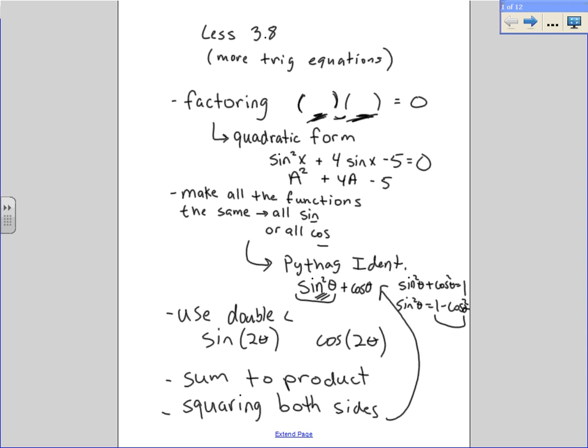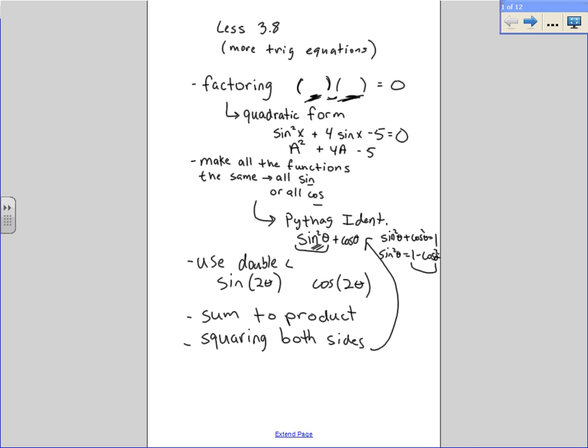So squaring both sides allows me to get a sine squared or a cosine squared, which leads to using Pythagorean identities. Now, one problem about squaring both sides that you have to address: anytime that you square both sides of an equation, you would have to check for extraneous solutions. So some of your solutions when you use this method aren't going to be correct. So when you use that idea of squaring both sides, you have to check your answer.